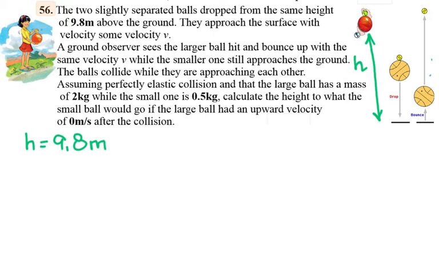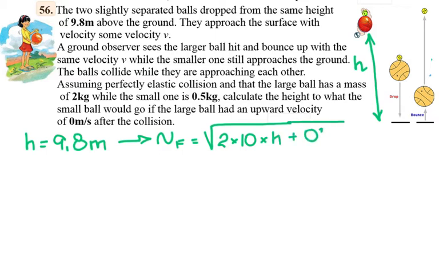And they approach this surface with vertical velocity of v. Because the height is given, I can find the vertical velocity, which is the final velocity. I know the distance and I know the acceleration, so I can use the kinematic formula. The final velocity is equal to the square root of 2 times acceleration, which is 10, times the vertical distance h, plus the initial vertical velocity, which is 0, squared.